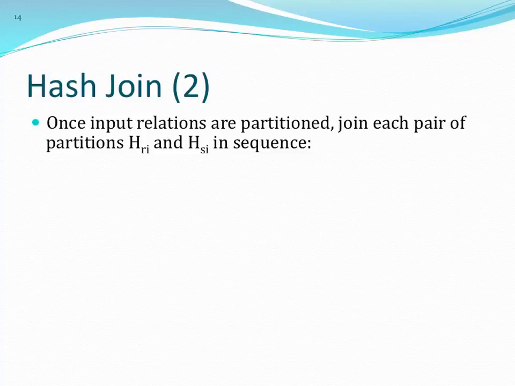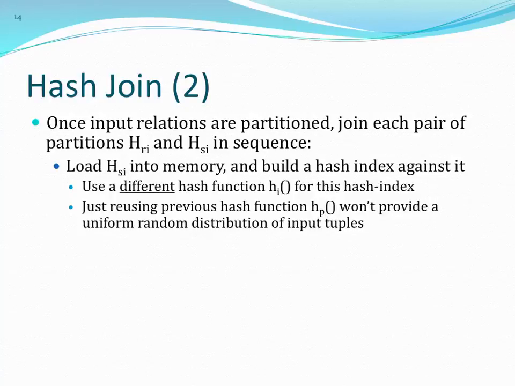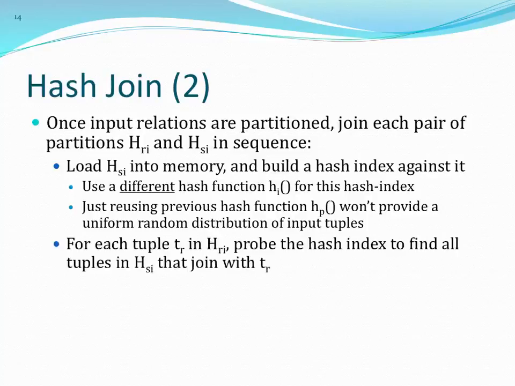So once we have these things partitioned, there are two phases of this. You have the partitioning phase, which goes first, and then you basically join these pairs of partitions in sequence. And so now you have two more phases. You have a build phase, where you load the right partition, HSi, into memory, and you build another hash index against it using a different hash function. You can't use H sub P again because that gave us the partition. That would not give us any new benefit. So we have to use a different hash function. And that's going to help us generate an index in memory for this partition HSi. So that's the build phase.